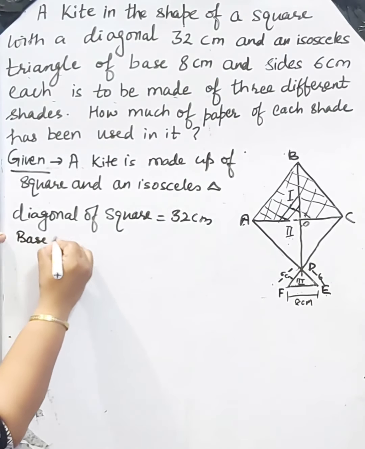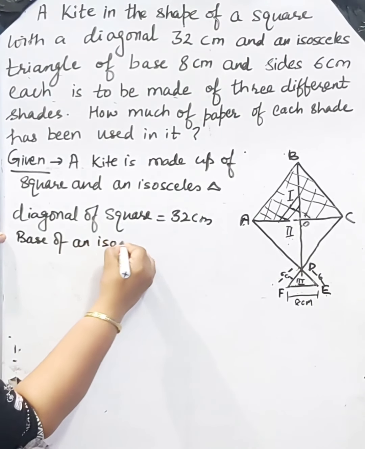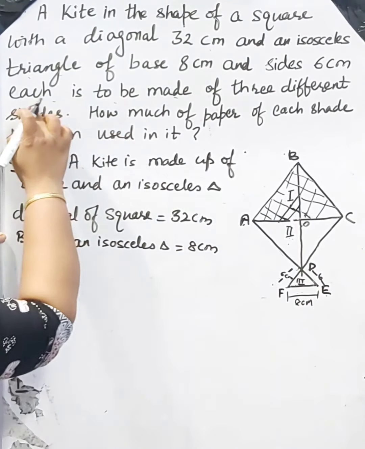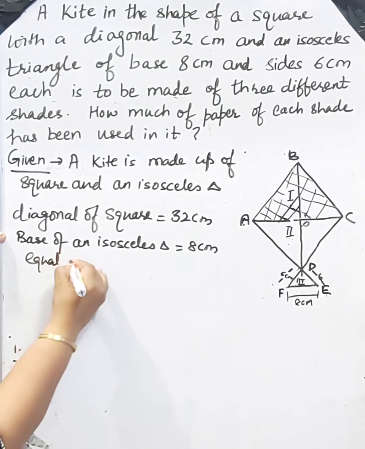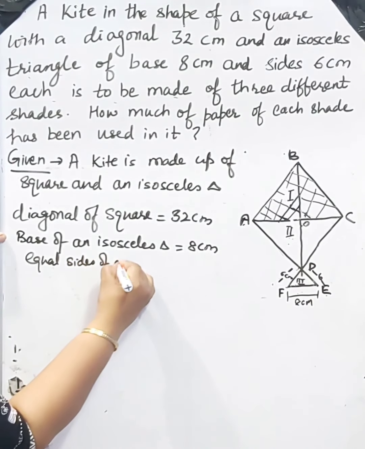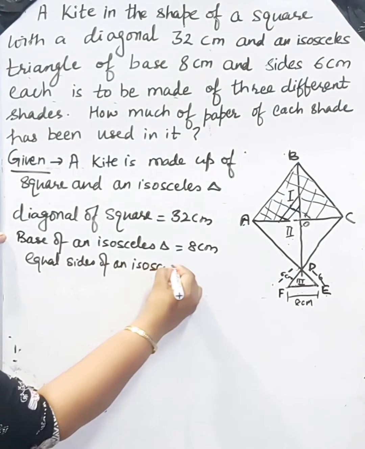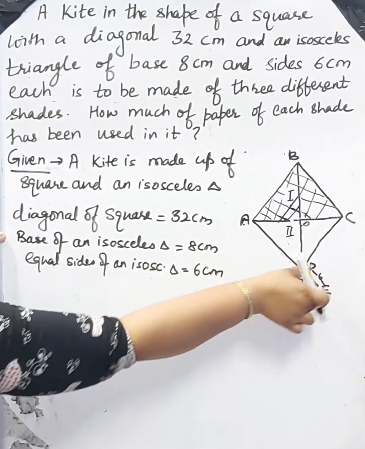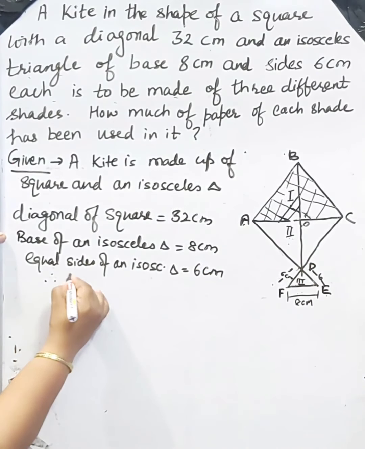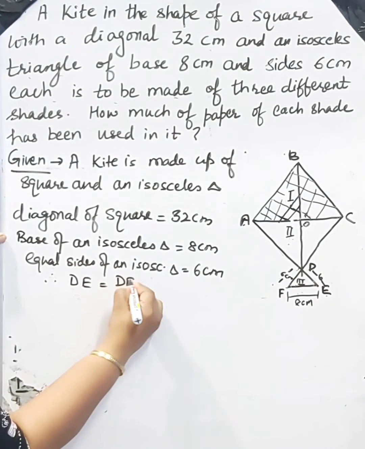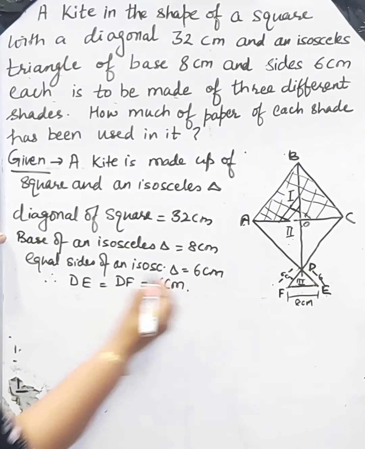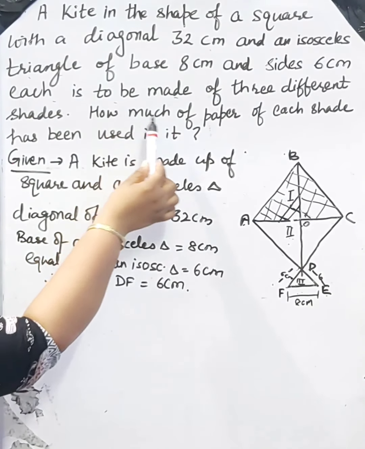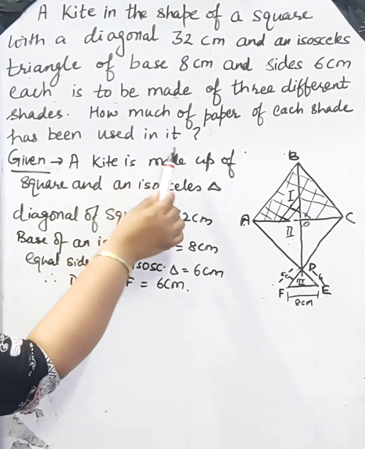The base of the isosceles triangle is equal to 8 centimeter and the equal sides of the isosceles triangle are equal to 6 centimeter. Therefore, these are the two equal sides of the triangle, so DE equal to DF equal to 6 centimeter. Now, what do we have to find in this question? How much paper of each shade has been used in it?